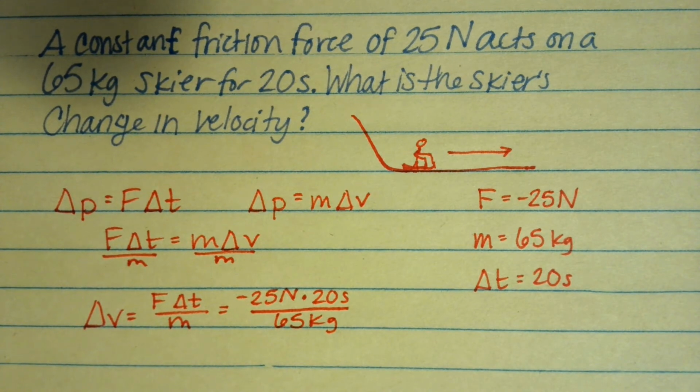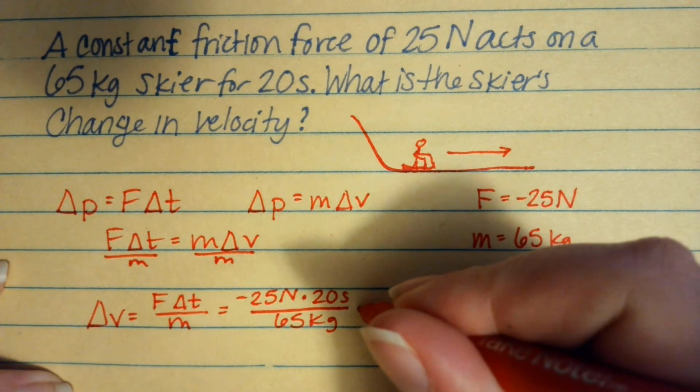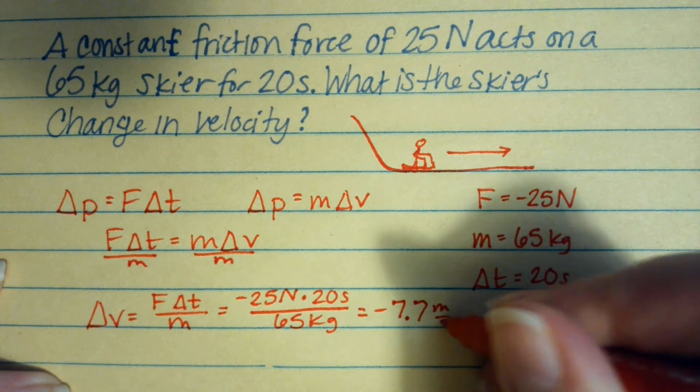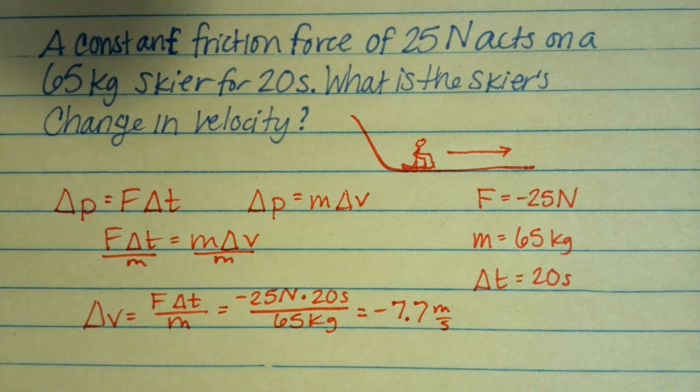And I can do some quick math here. Let me pull up my calculator. I have negative 25 times 20 divided by 65. And I'm getting a change in velocity of negative 7.7 meters per second, which means that the velocity of the skier will slow down by 7.7 meters per second over the 20 seconds that the frictional force is acting on the skier.